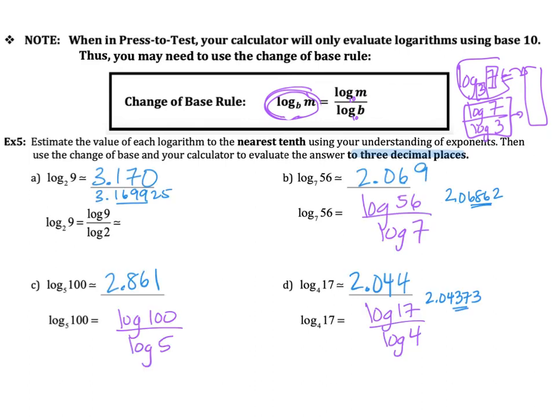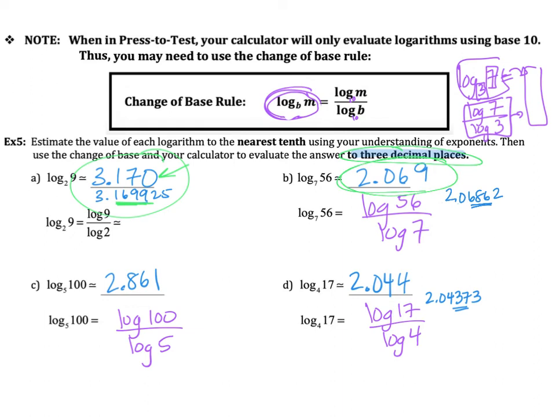Okay, so what should you have gotten? You should have gotten 3.170, or it was 0.169925. So if you were confused, you could have just left it as 0.1699 or 0.169. That's fine, but rounding it correctly would have been 0.170 because we're rounding to 3 decimal places.